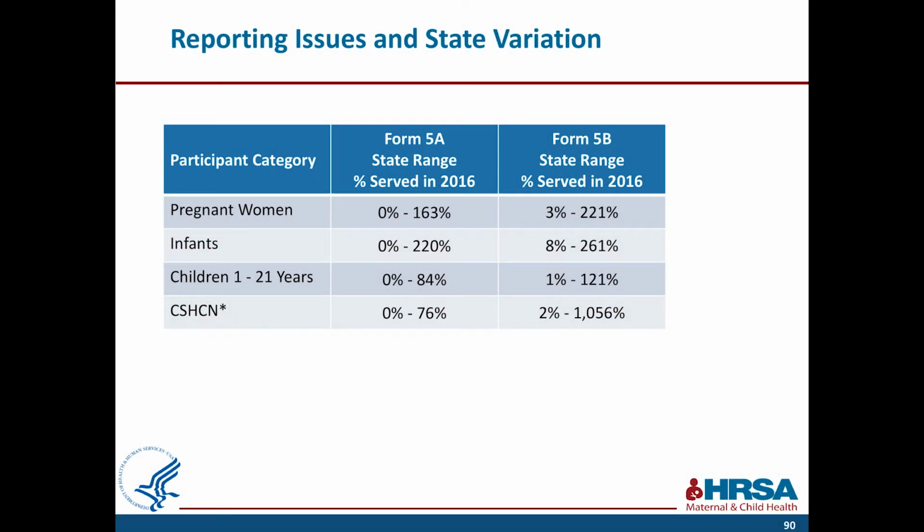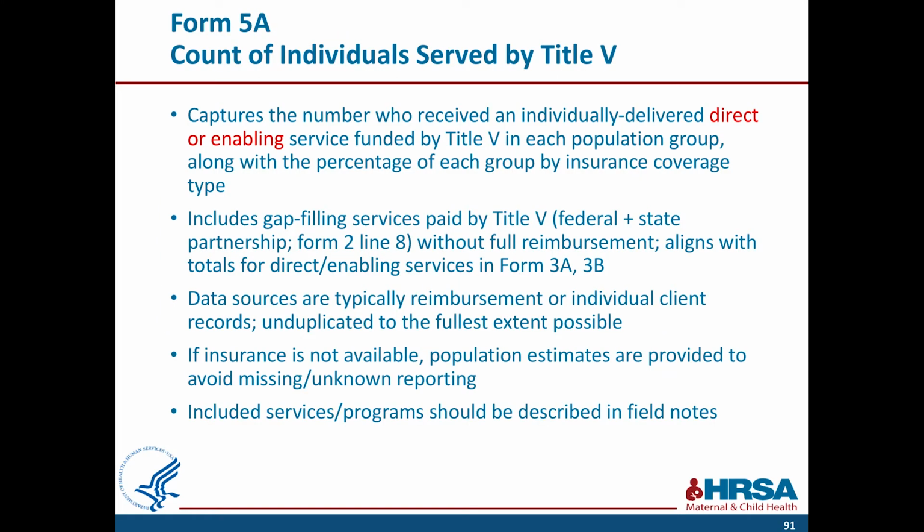Reporting issues. This is what I'm talking about here. We've got quite a range, particularly for children with special needs on Form 5B. We have some at 1,000%. So, you know, we need to work on this. And hopefully the clear instructions and the examples that we've provided in the glossary will help you all. I don't think I need to say anything more. This is why we have pressed this so hard.